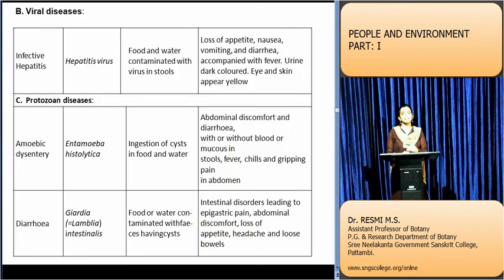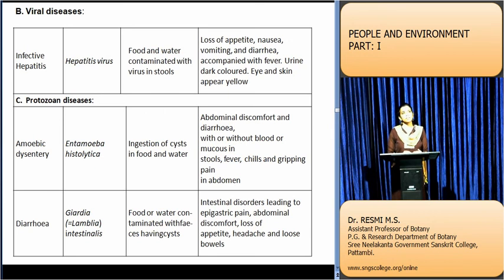Then comes the viral disease. There is only one type of viral disease, that is infective hepatitis, which is a waterborne disease caused by the hepatitis virus. Again it spreads from food and water contaminated with virus in stools, with loss of appetite, nausea, vomiting, and eyes and skin appearing yellow, just like jaundice. And then in protozoan diseases there are amoebic dysentery and diarrhea.